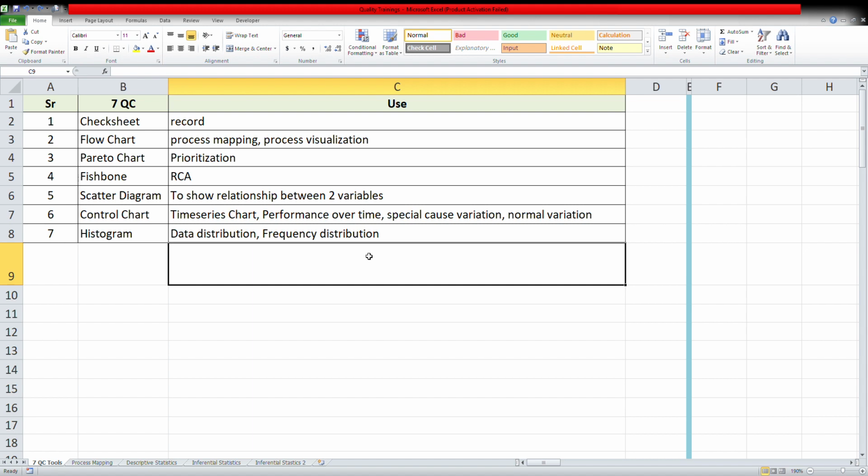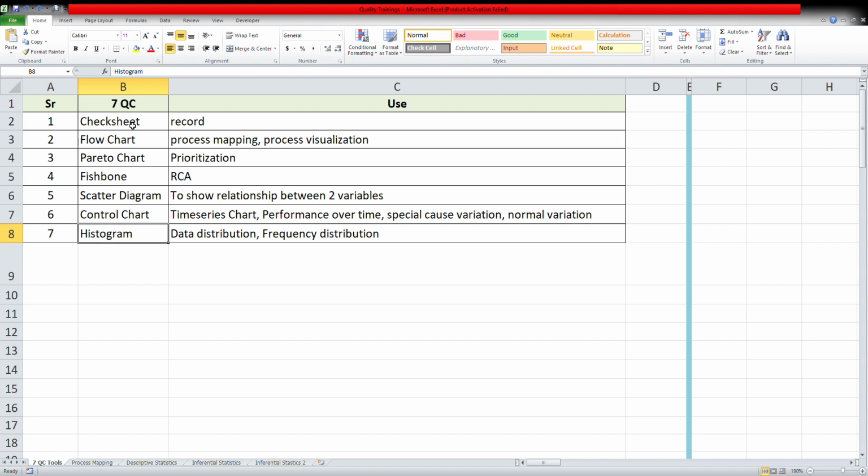Apologies. So there are 7 quality tools: the first one being check sheet, the second is flowchart, third is Pareto chart, fourth is fishbone, fifth is scatter diagram, control chart is the sixth, and the seventh one is the histogram. The ordering could be different, but these are the 7 basic quality tools that we generally use.